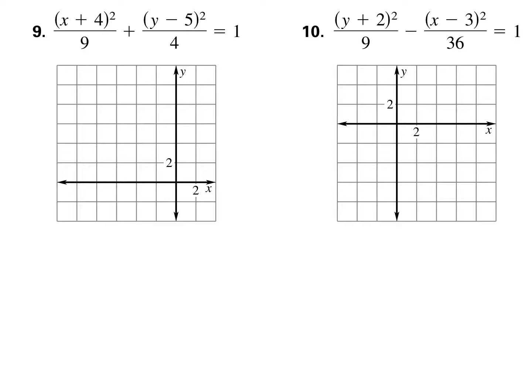So taking a look at number 9, the two things that we really need to notice about number 9 are that there is a plus sign in between and that it's set equal to 1. Okay, so we have a plus sign in between, it's set equal to 1, and then we have these denominators over here under each one. What this indicates is that it's basically a translated ellipse. Okay, it's a translated ellipse. So we know that it's an ellipse.